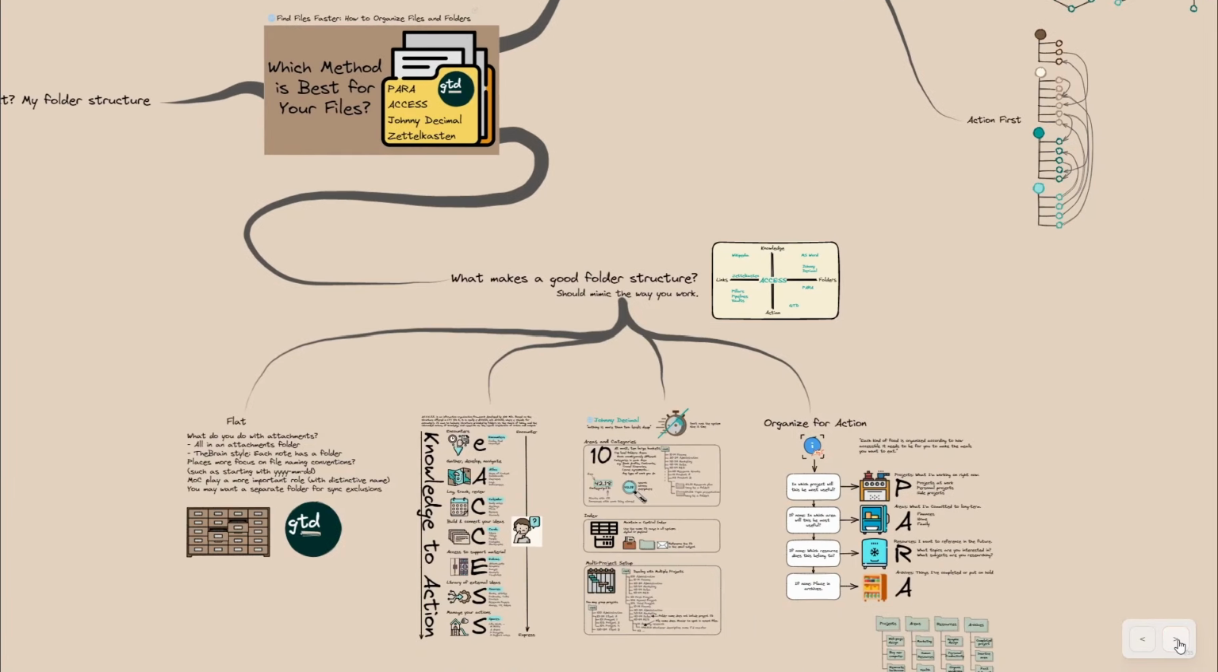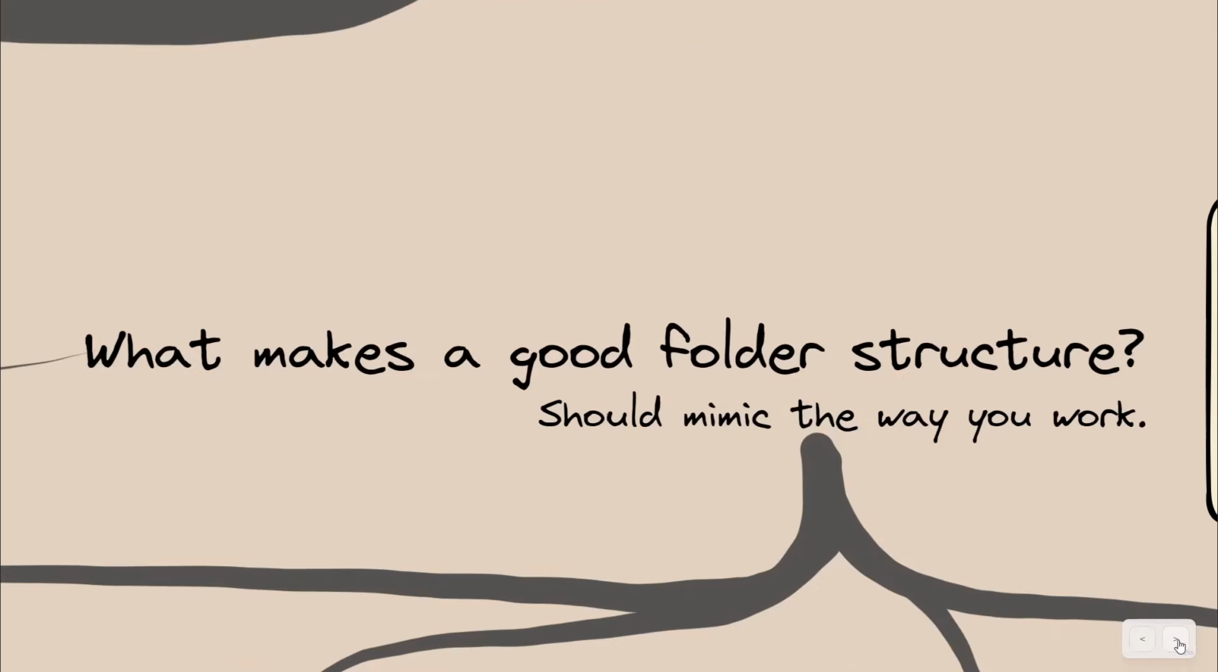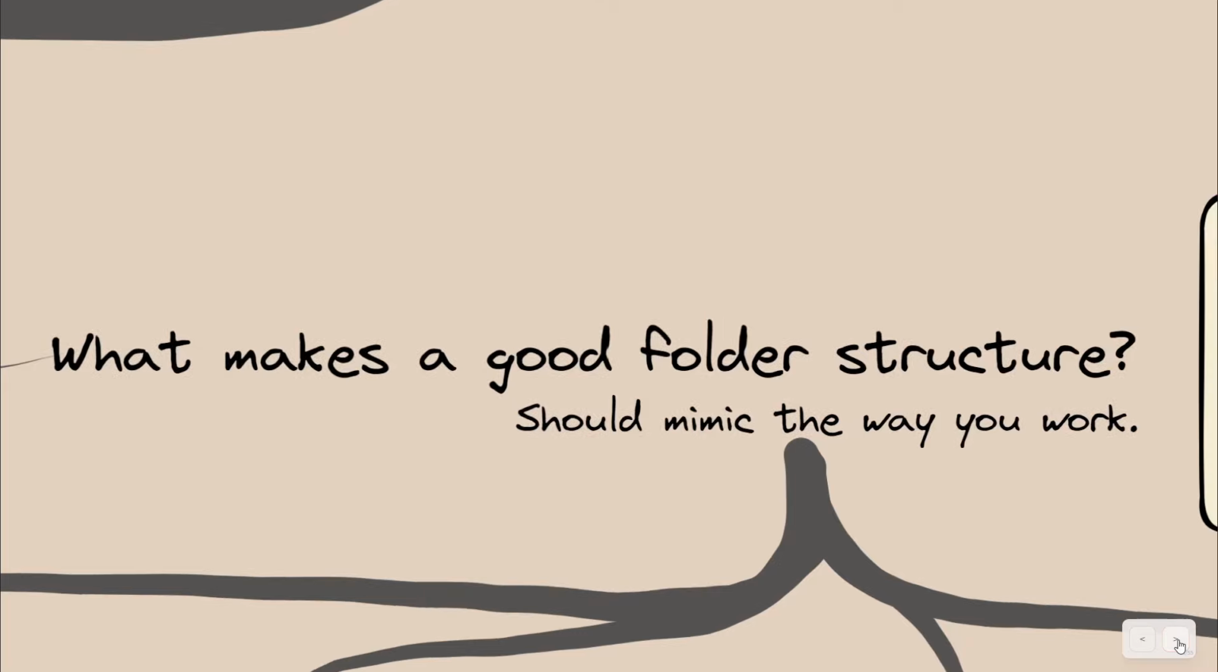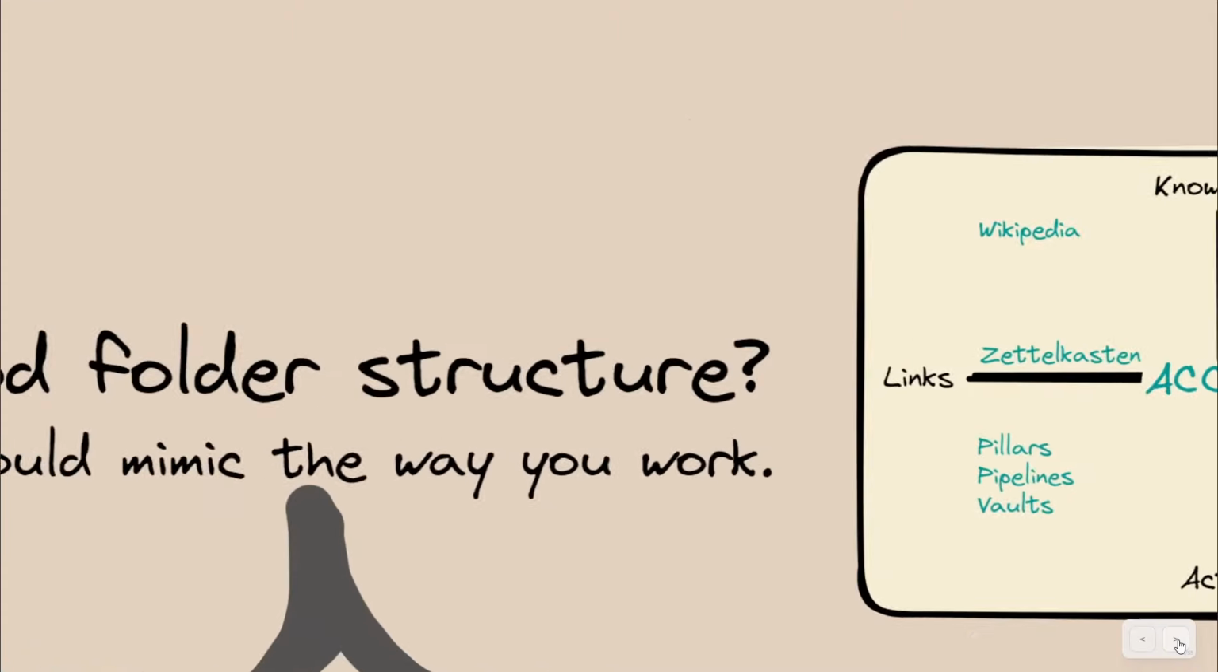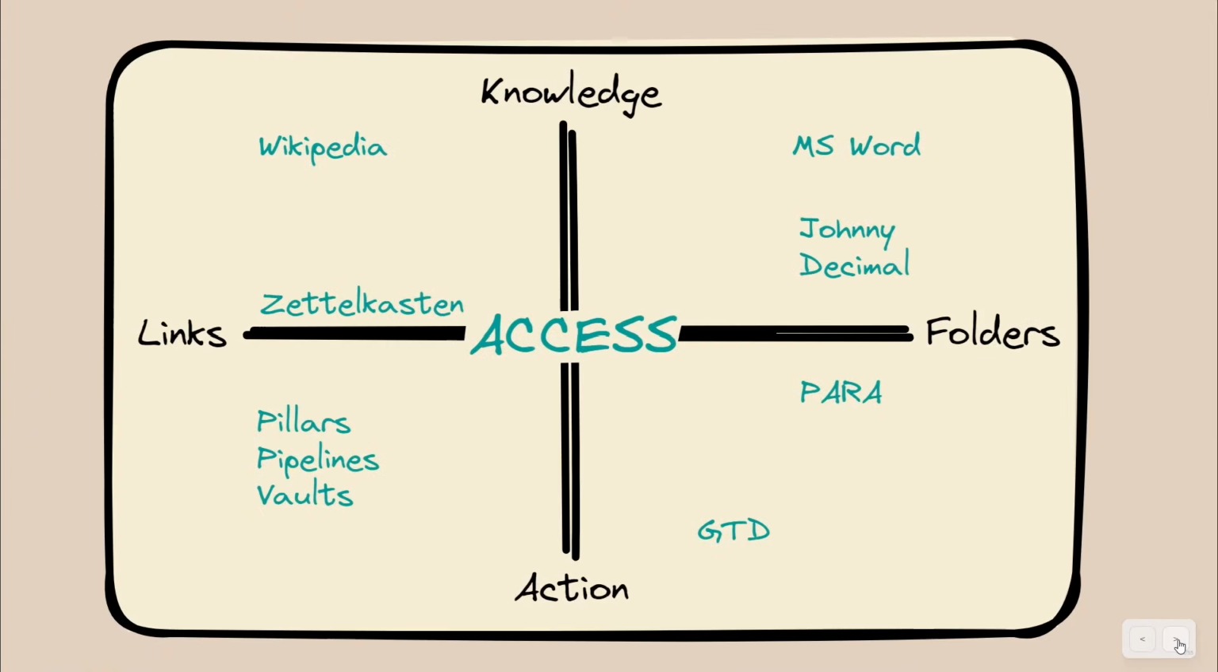Before we dive into the 5 systems for organizing your files, let's talk about what makes a good folder structure. A good folder structure should reflect the way you work and make it easy to find and access the files you need. That's why understanding different organizational systems is so important. There are several approaches to organizing files, and each has its own strengths and weaknesses.